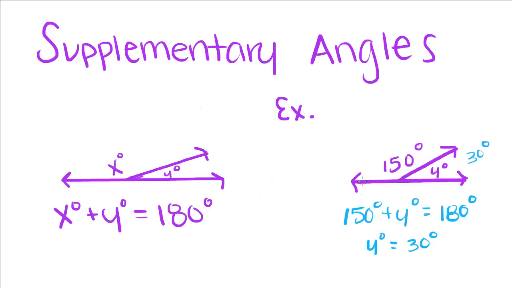Because if you look at this line right here, this line's measurement is equal to 180. So that's why their totals need to equal 180 degrees.